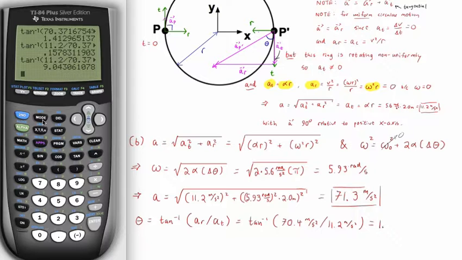Okay, so we get 9.04 degrees. Okay, that's our theta. And obviously this looks more like 45, right? But it'd be much less, or much less steep.